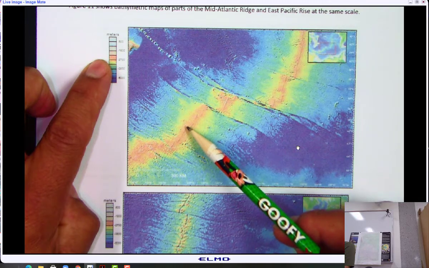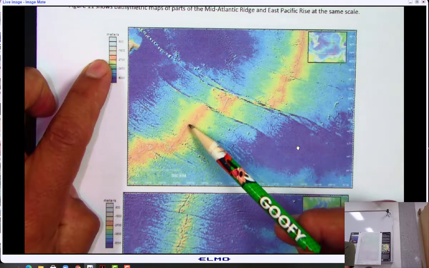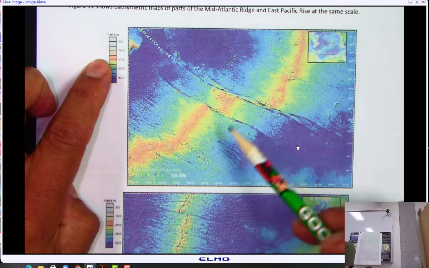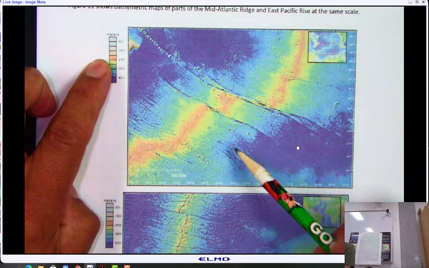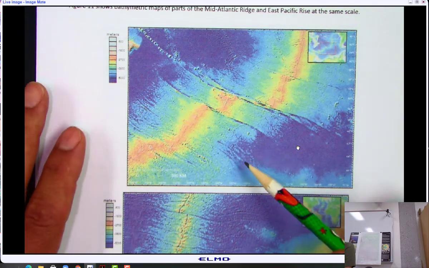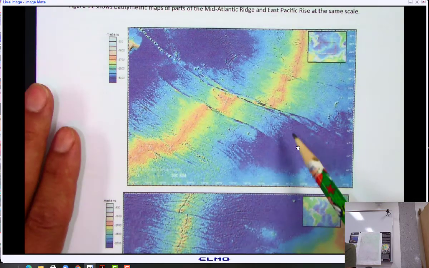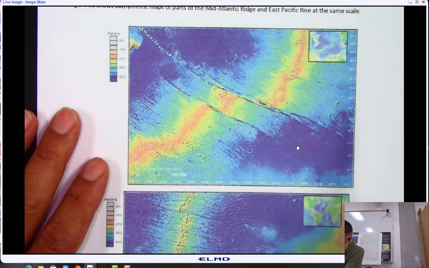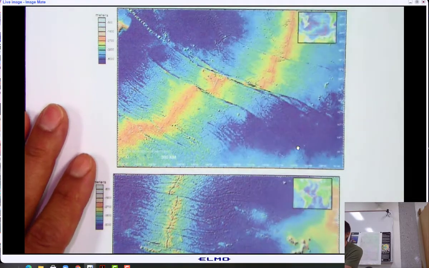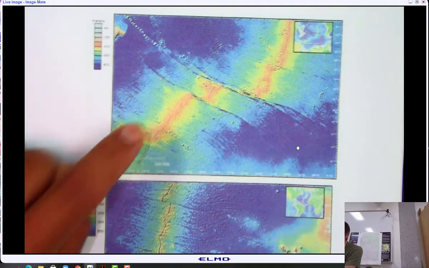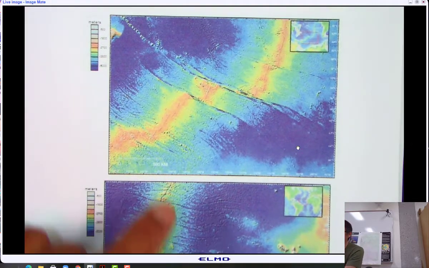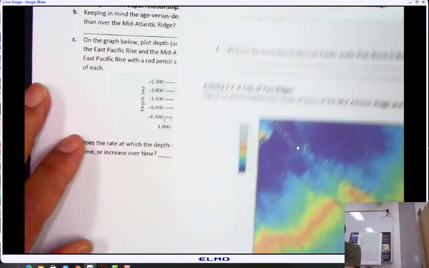It's still warm, so it tends to rise or float higher in the mantle. As it gets older, it gets more hydrated, more compacted, and colder, and it starts to sink lower into the mantle. So you get these deeper ocean basins here. So we're going to be looking at both the Mid-Atlantic Ridge here and the East Pacific Rise here, right? So we're looking at these.